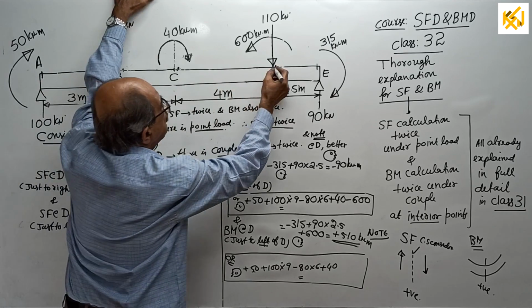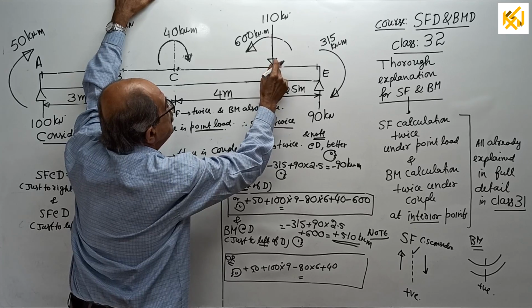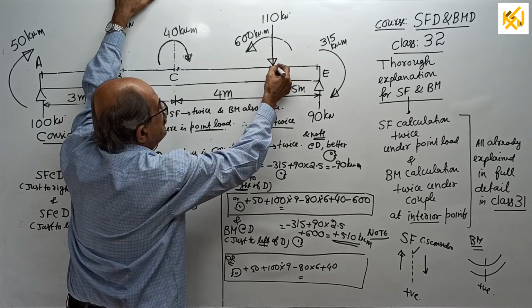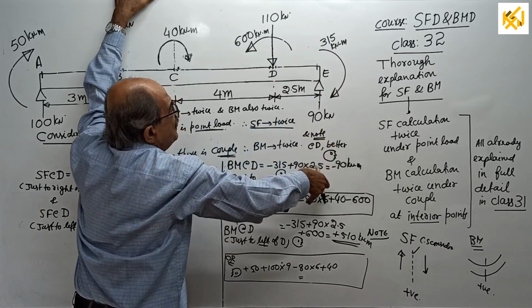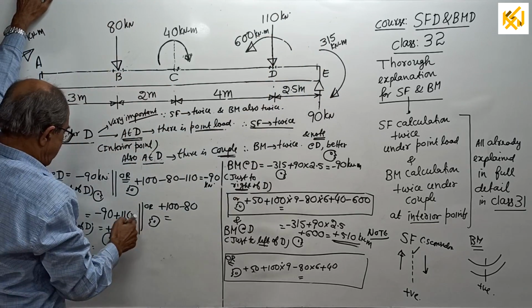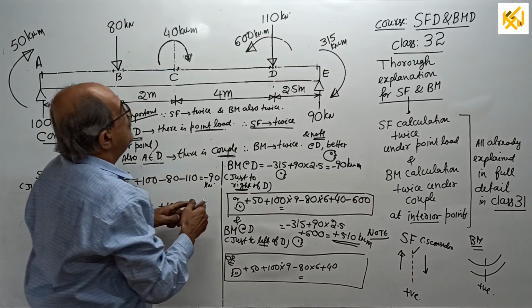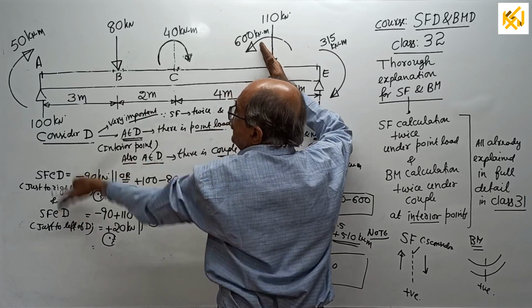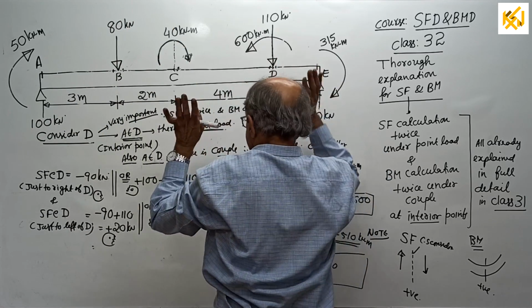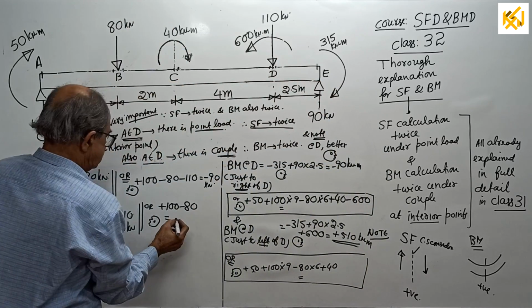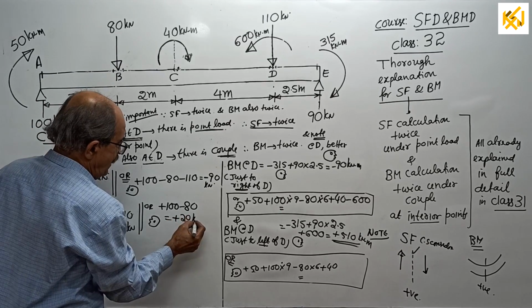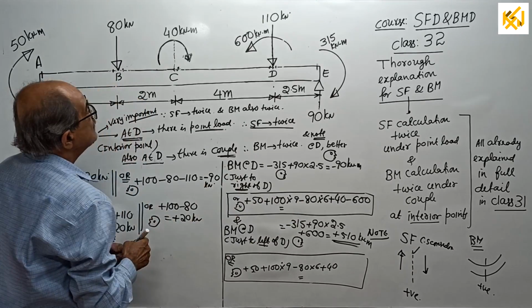Then, shear force just to left of D. Don't see this one now. Here. Later you mark it here. Look right side. Minus 90 plus 110 plus 20. Or, if you look this side, plus 100 minus 80. That's all. Answer is plus 20. This is not important now. Our important one is here. Start.